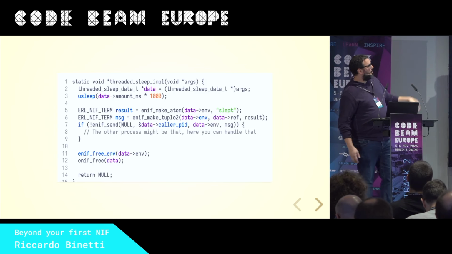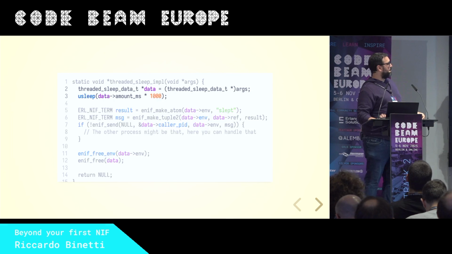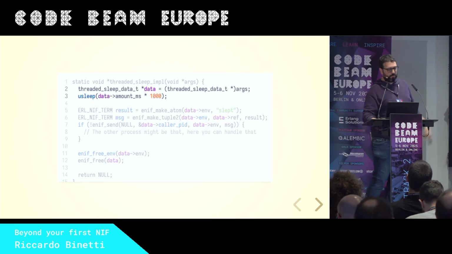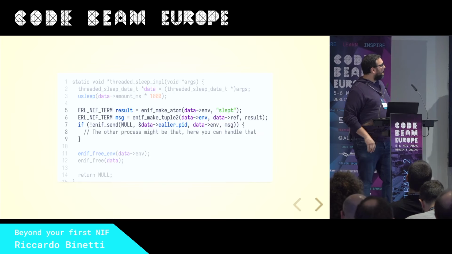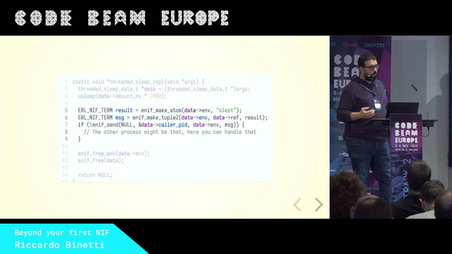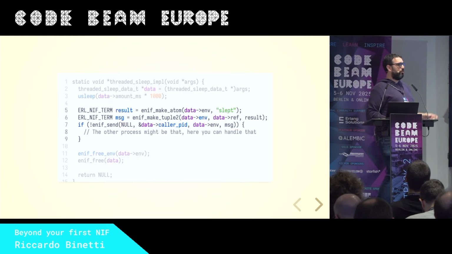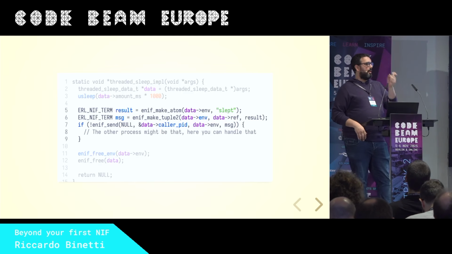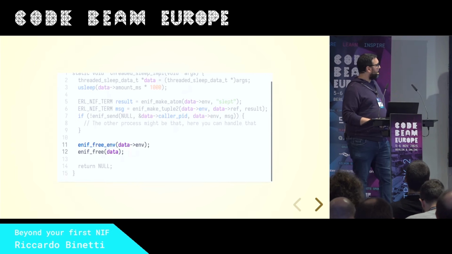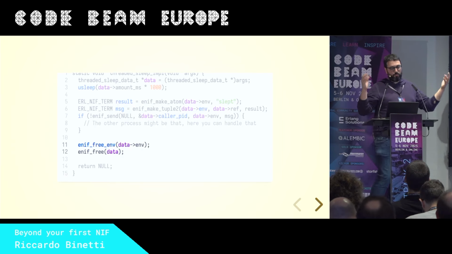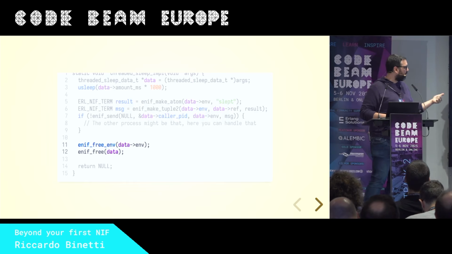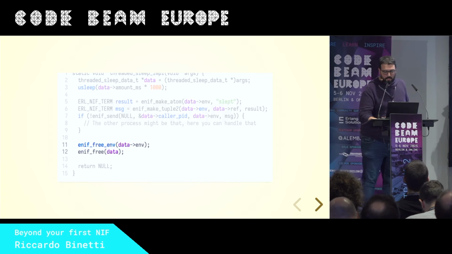In the implementation of the thread, basically, we just use the data to do our work. In this case, we just sleep for the number of milliseconds. And then we can send a message with whatever we want. Here we just do a tuple with the reference and slept, so the caller knows that we slept. Then we have to remember, of course, we are in C. We can leak everything, so we have to free the environment and free the thread data.